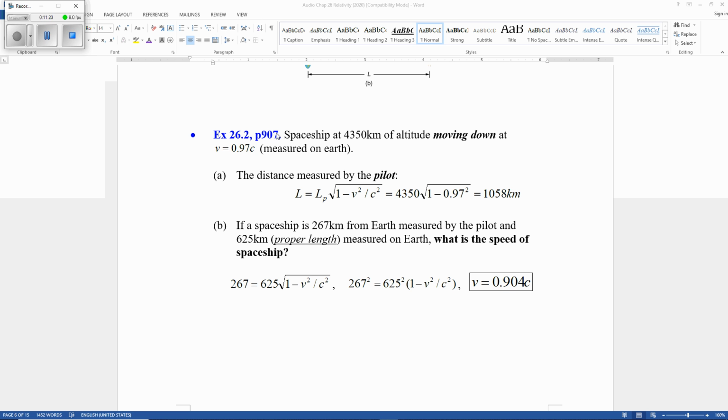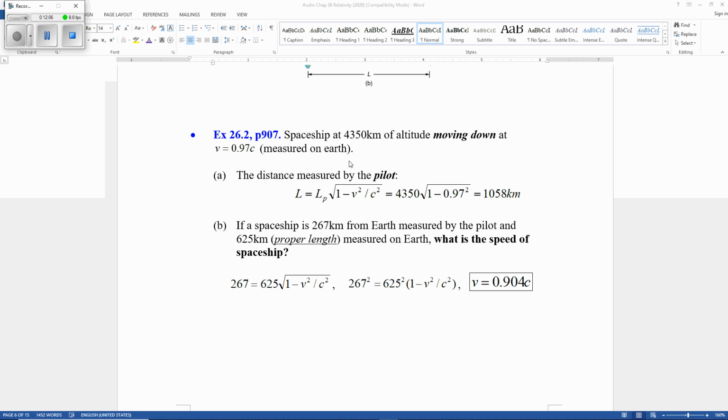We have a spaceship at 4,350 kilometer altitude, moving down to the Earth. This distance, by the way, is proper to us, right? The spaceship starts from that point and goes down to the Earth, so this distance for us is the proper length. Assume this time the speed is 0.97 c, measured on the Earth.